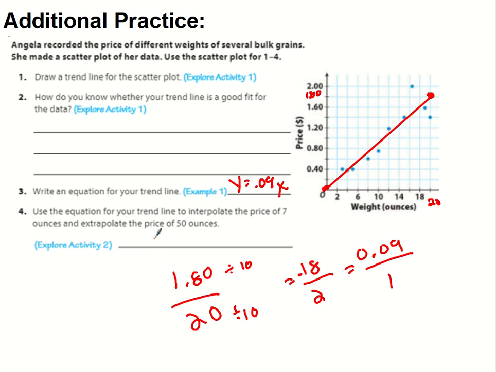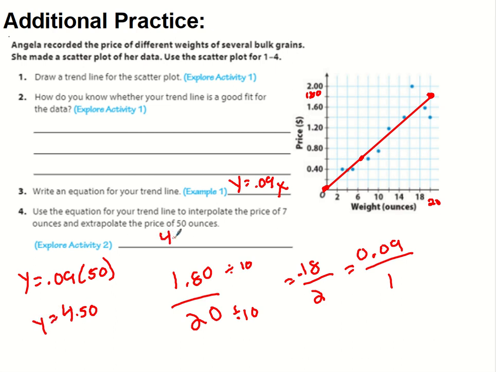Now I can use this trend line to interpret the price of 7 ounces and extrapolate the price to 50 ounces. So if I have my trend line, 7 ounces is about right here. I can either find that point and extrapolate to 50, or I can just plug 50 into my equation. So my equation is y equals 9 cents per ounce, so y equals 0.09 times 50. Then I can just do that multiplication, and it's going to be $4.50.